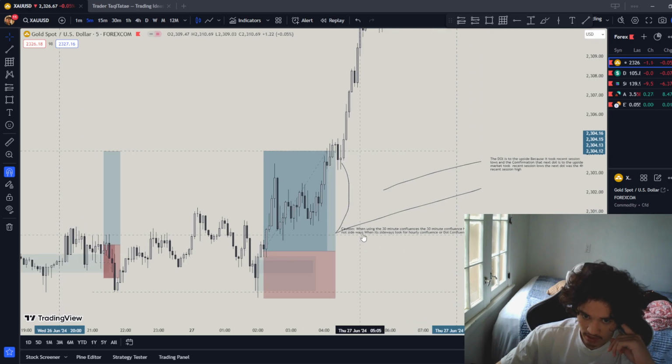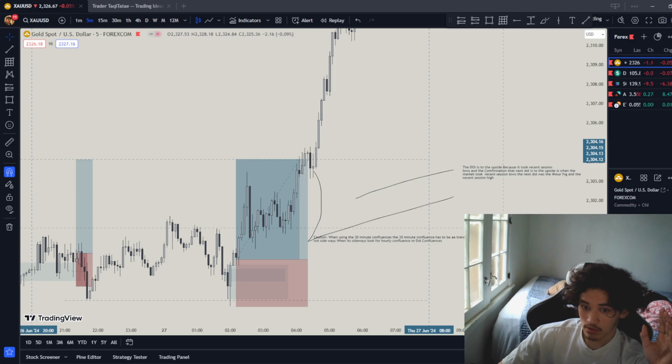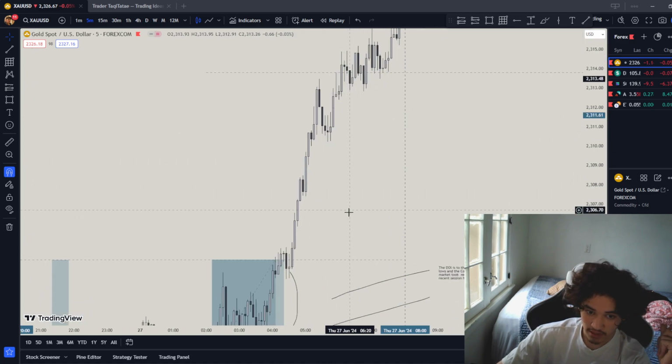Caution. So I said right here, caution. We've got 30-minute time frame confluences. The 30-minute confluence has to be a trendy confluence, not sideways. When the market is sideways, look for an hourly confluence, or what do you call it, a higher time frame confluence, right? The draw on liquidity confluence is basically fair value gaps, on the hourly time frame by the way. So yeah, that was the trade for that.